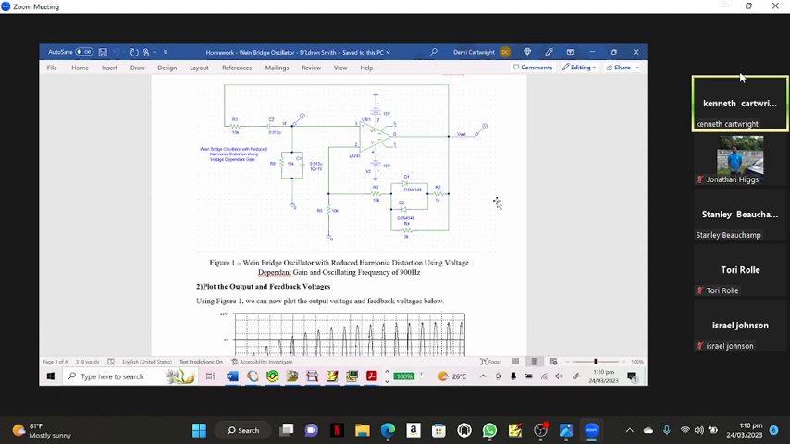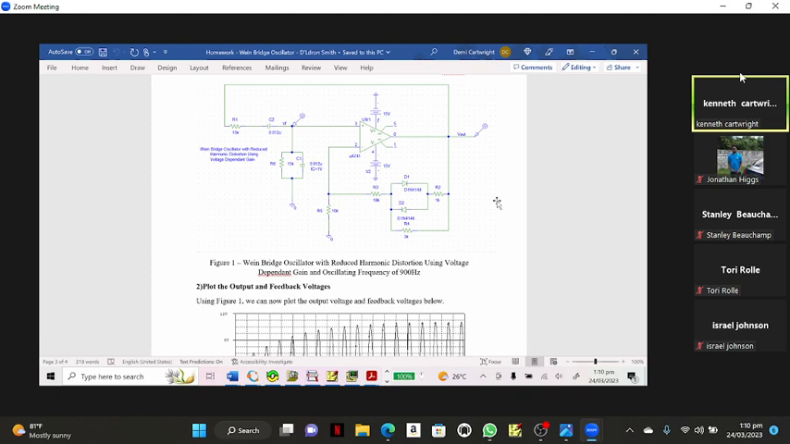The gain is less than we need for oscillation. So what's going to happen then? The oscillation is going to start to decrease. Why? Because the gain of the op amp is lower than 3.